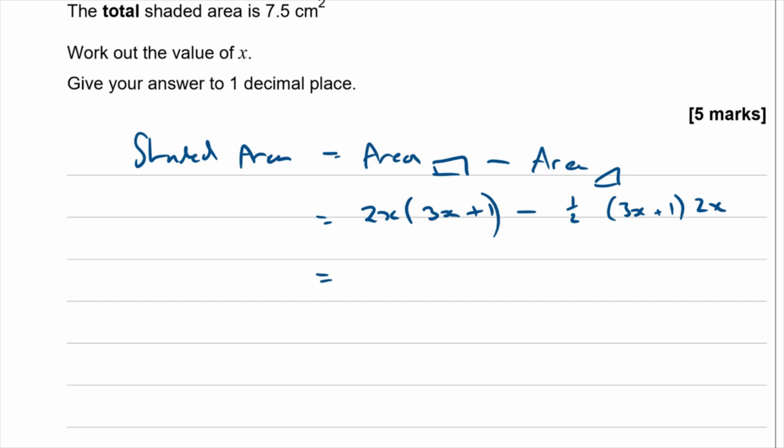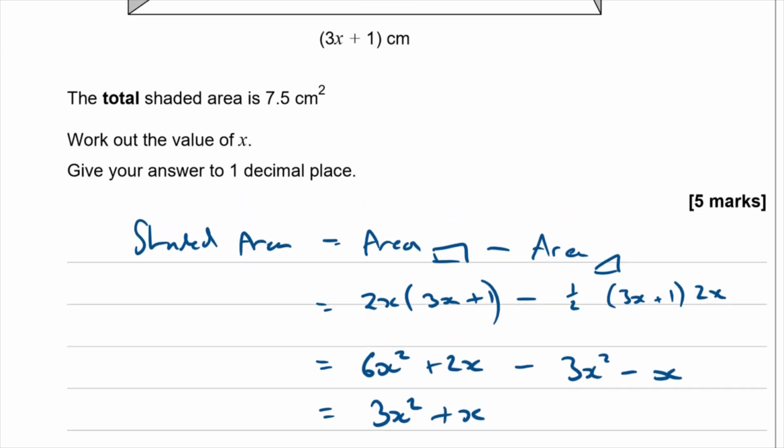So 2x times 3x plus 1 is going to give me 6x squared plus 2x. Half of 2x is x, and x times 3x plus 1 is, I'm going to get minus 3x squared minus x. Okay, so subtracting and collecting like terms, 6x squared minus 3x squared is 3x squared, and 2x take away x is x. So my shaded area is 3x squared plus x.